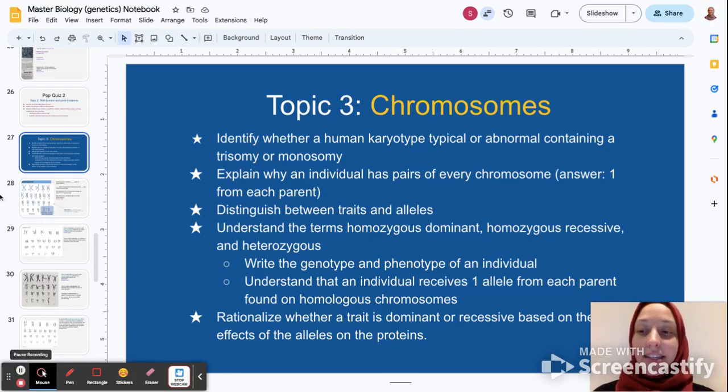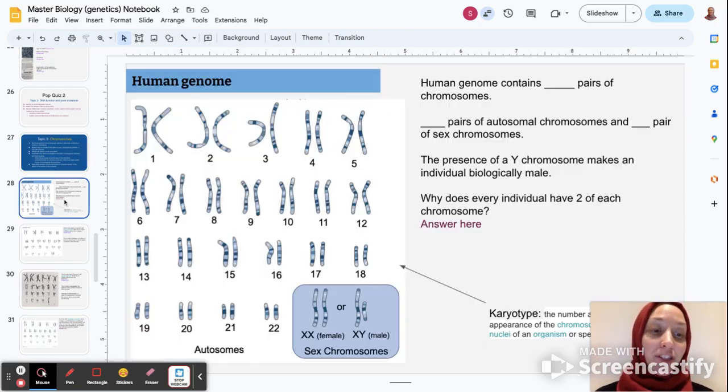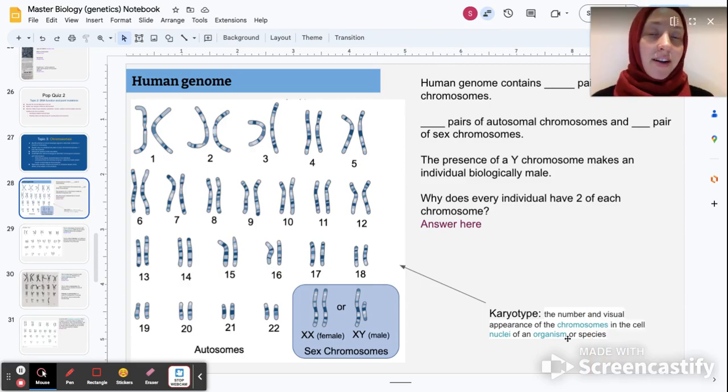All right, so first let's take a look at a karyotype of the human genome. A karyotype is essentially a picture of the chromosomes within an organism. In different species, our karyotypes are going to look different because different species have different numbers of chromosomes. For our purposes, we're mostly going to look at karyotypes of humans. A normal human karyotype has 22 pairs of autosomal chromosomes. These are non-sex chromosomes. And we're going to have one pair of sex chromosomes.